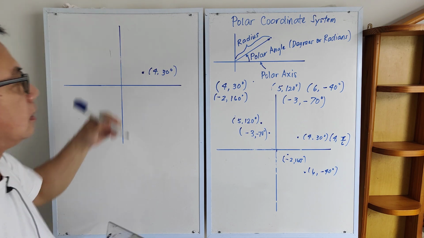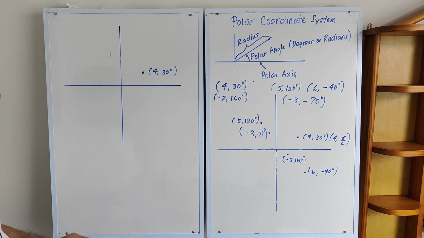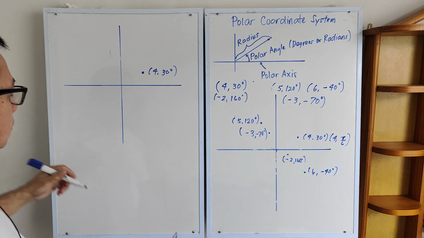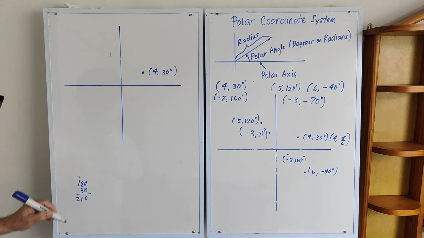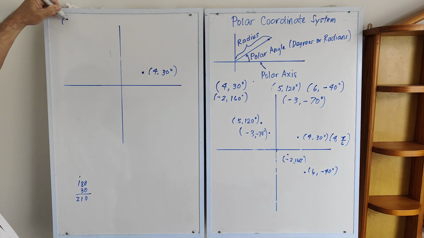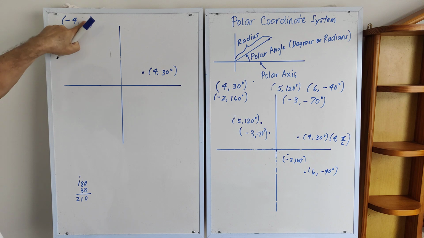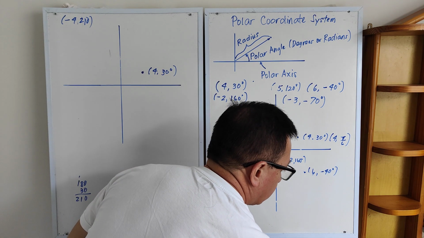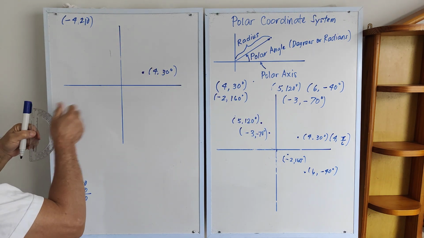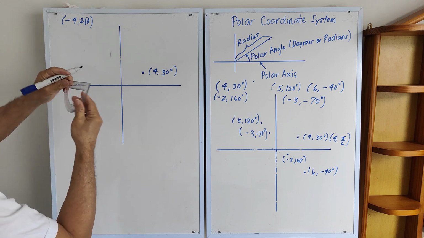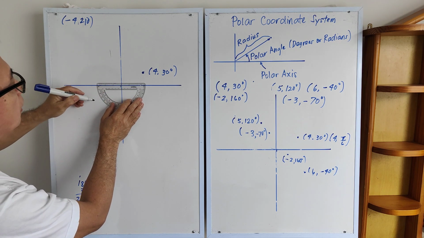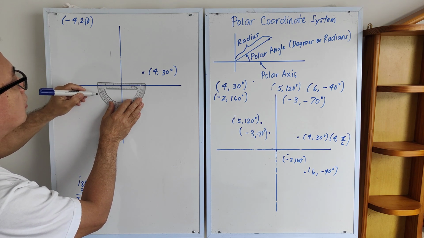But let's consider if we add 180 to this one. 180 plus 30, that is 210. Let's say negative 4 and 210 degrees. Where would that be? From here to here is 180. So for 210 degrees, we just need to add 30 degrees on this side.